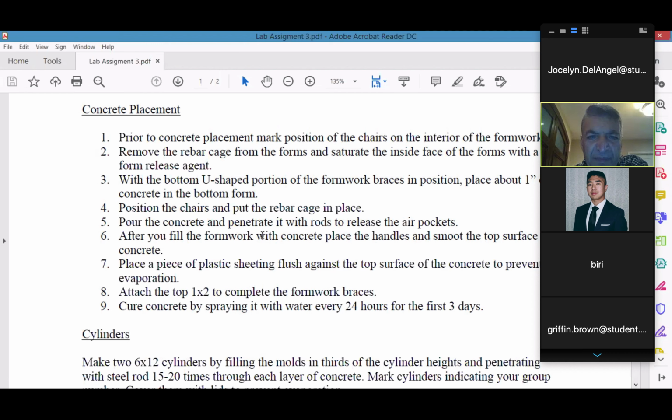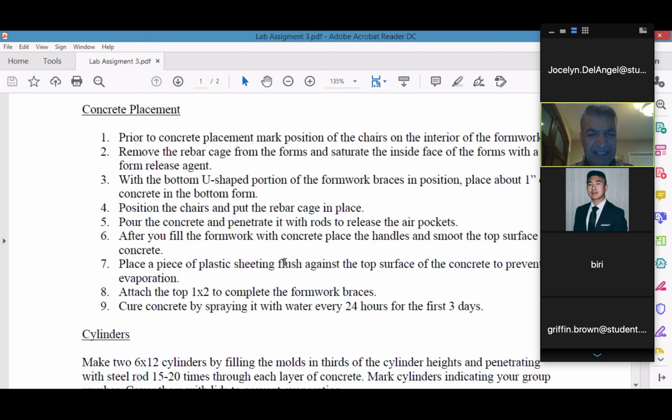Pour the concrete and penetrate it with rods to release the air pockets. So you tap into it with that. After you fill the formwork with concrete, place the handles and smooth the top. So you smooth the top and place that top sheet. We call it the handle, and I'll show you, which is part of the form.